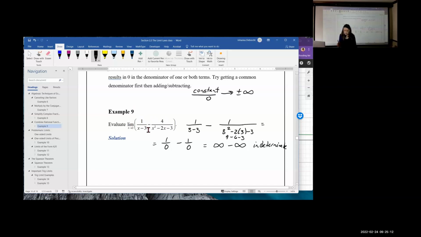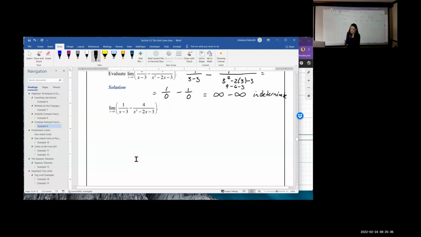So somebody give me something to do here. What would you suggest trying? Since plugging in did not work, we got an indeterminate infinity minus infinity form. What might you try next? Try and combine denominators. Yeah, combine those fractions together and get one single combined fraction.